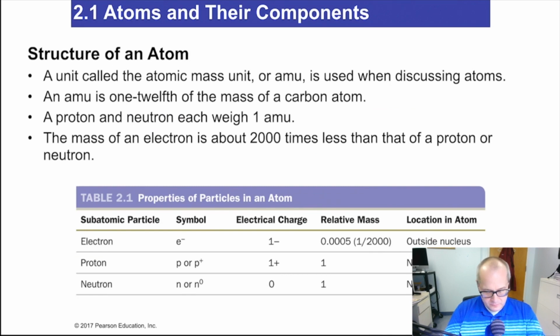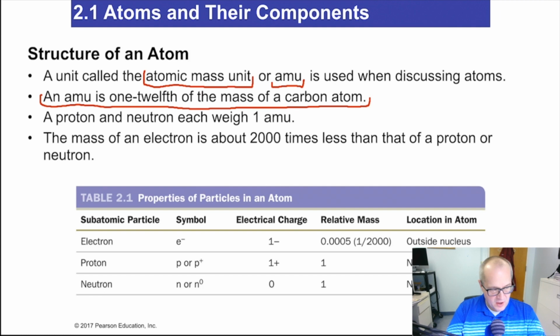Now, the structure of an atom. A unit called the atomic mass unit, also referred to as AMU, is used when we're talking about atoms. Now, here's a complicated definition. An AMU is about 1/12 of the mass of a carbon atom. That's pretty technical. What we really need you to know is that a proton and a neutron each have a mass of about 1 AMU.